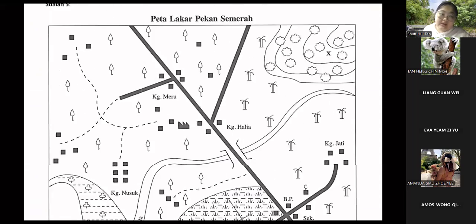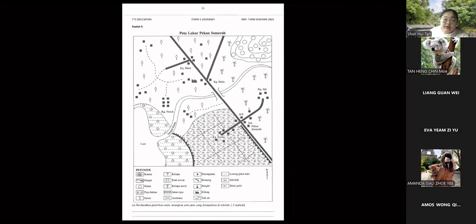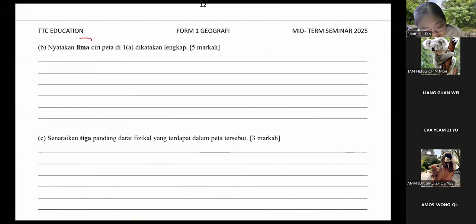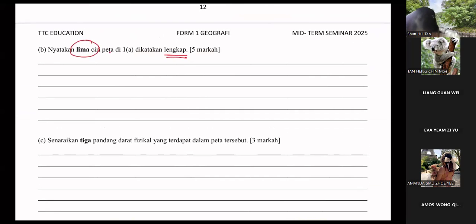This is another common question, chapter 3. They show you a map, and then they might ask you a question like this. Nyatakan 5 ciri peta yang lengkap. What are the ciri peta that must be there to be complete? Come, just state to me, what are the 5 ciri-ciri for a complete peta? Petunjuk, arah mata angin, yes, tajuk.